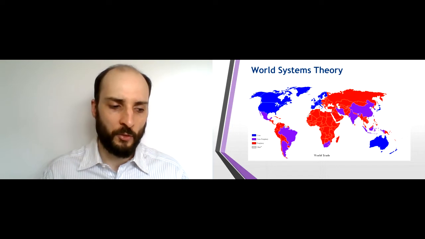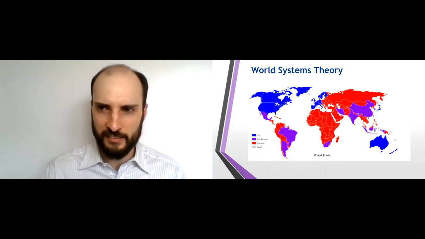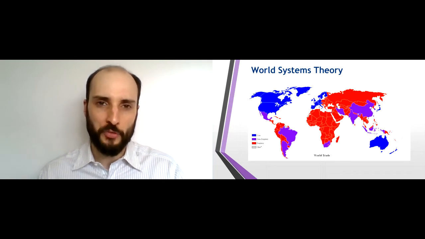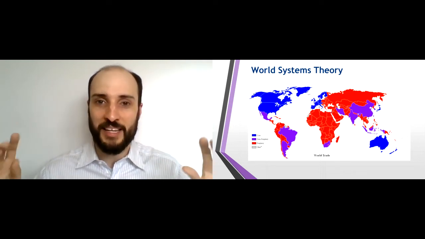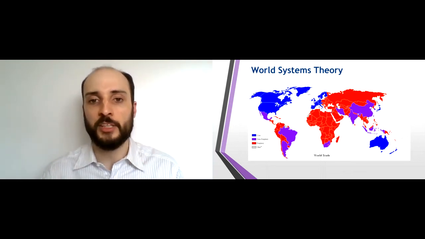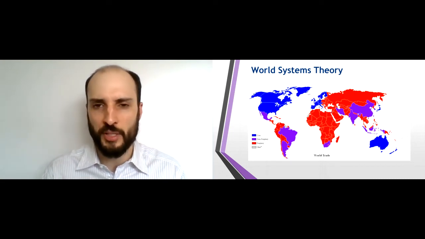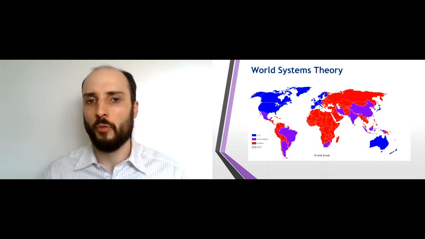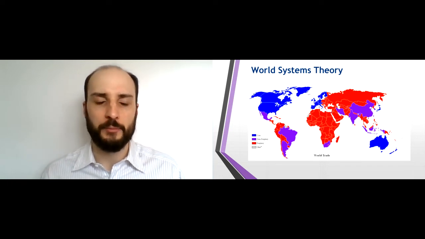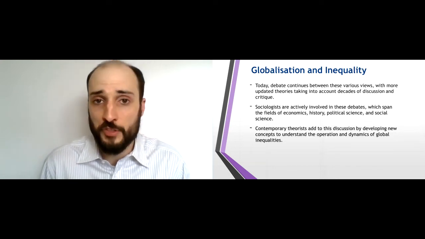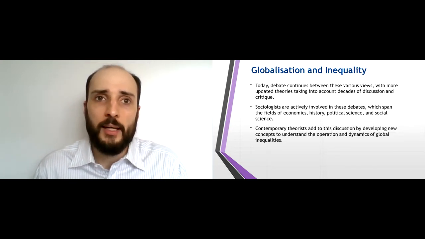And I think while there have been criticisms levied against things like dependency theory and world systems theory, one benefit of them is they help you think about the world as a system, as a global system of production and exchange, where perhaps the wealth of some nations does come at the expense of others, although this point has been debated. What I've said here is that debate continues today between these various forms of views.